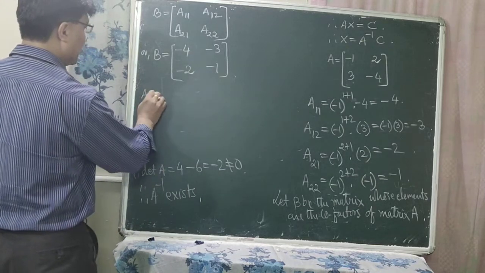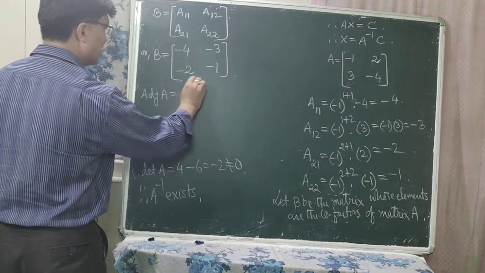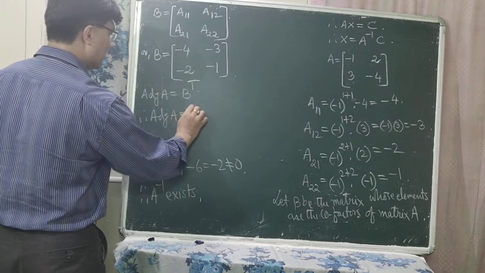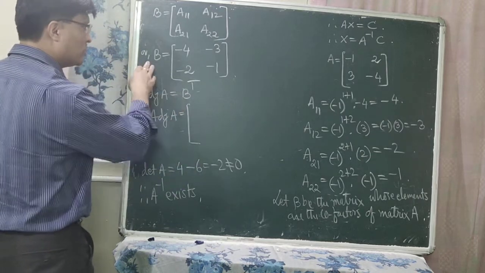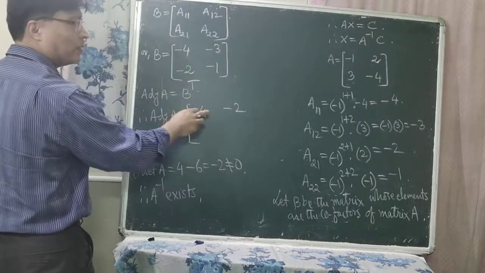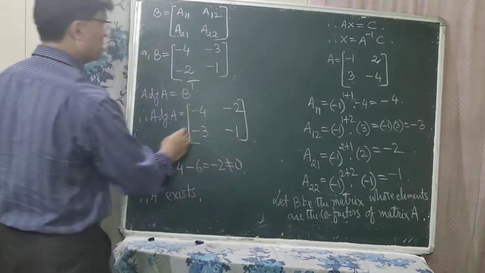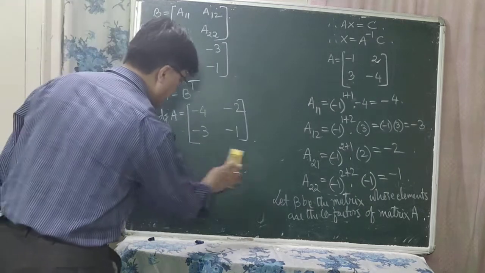So let us write down adjoint of A. What is ADJ A? It is defined as B transpose, you know that. So ADJ A is equal to, what is B transpose? That is, you have to change rows into columns and columns into rows in matrix B. That is, minus 4, minus 2 becomes the first row and minus 3, minus 1 becomes the second row. Is that clear?